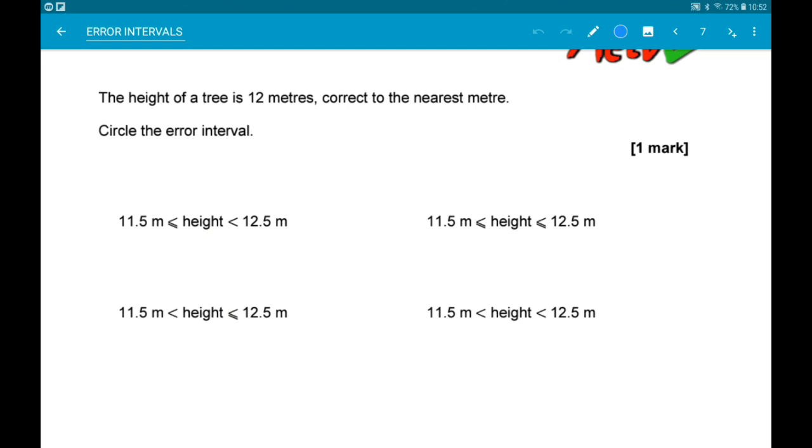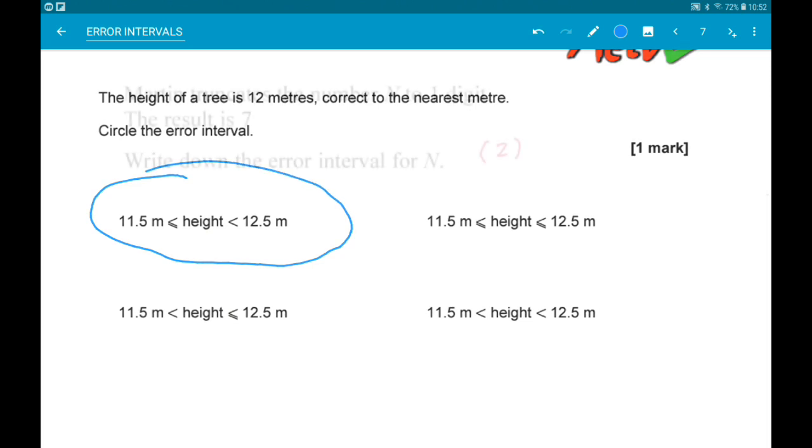The height of a tree is 12 meters, correct to the nearest meter. Circle the error interval. So the shortest it could be is 11.5. The shortest it can't be is 12.5. So it's this one in the top left.